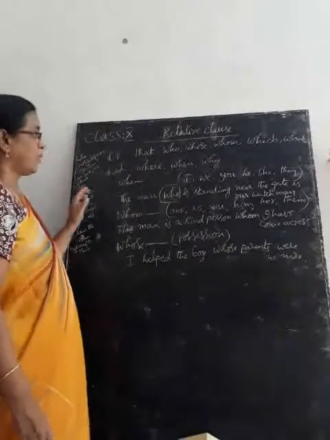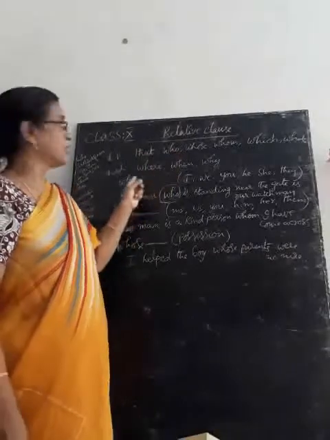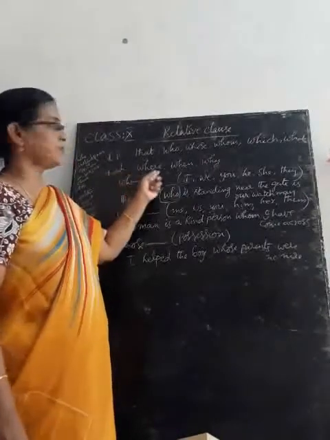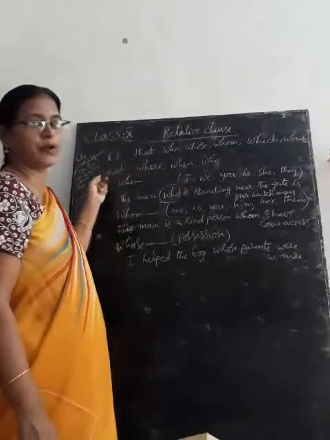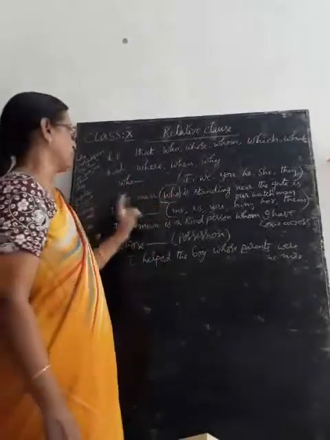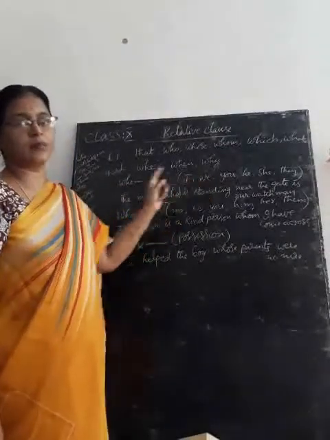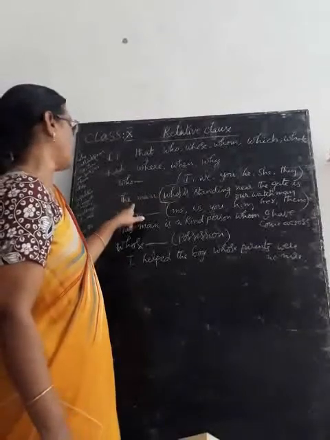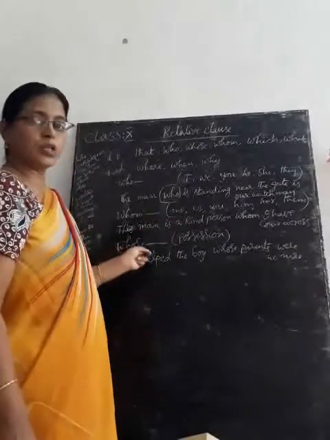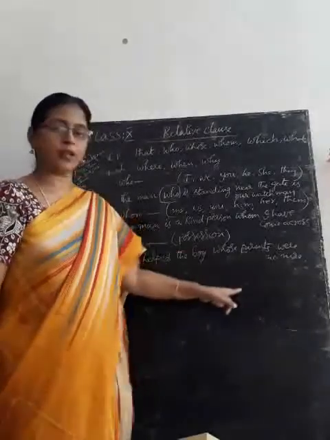See, by using relative pronouns, we make relative clauses. Relative pronouns are that, who, whose, whom, which, what, and relative adverbs where, when, why. By using either relative pronouns or relative adverbs, we make relative clauses. Who is used instead of noun or pronoun in a subject position, and whom is used instead of noun or pronoun in an object position. Whose shows possession. I helped the boy whose parents were no more.